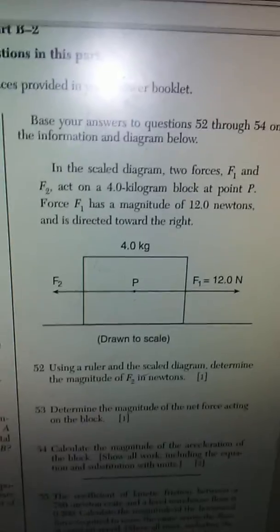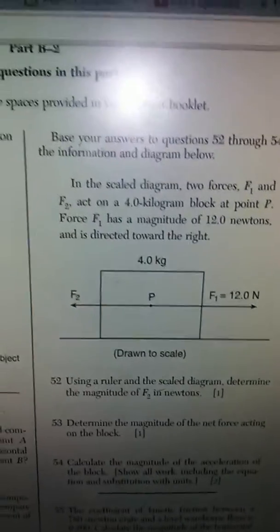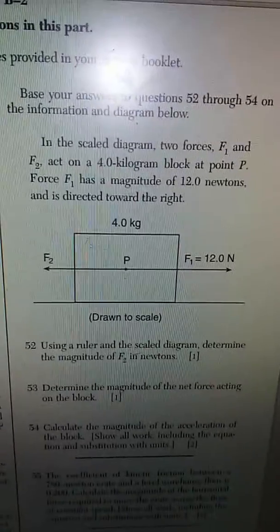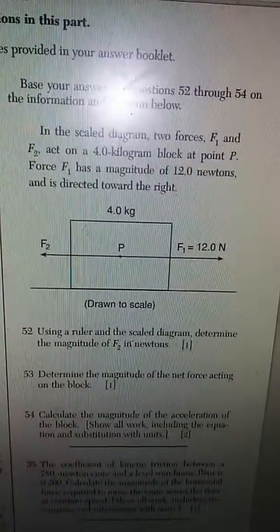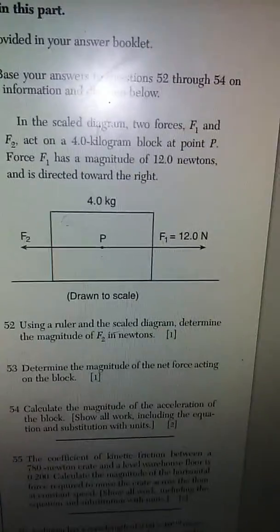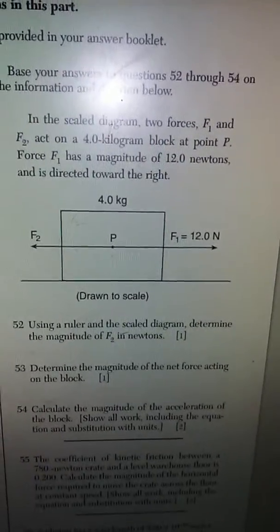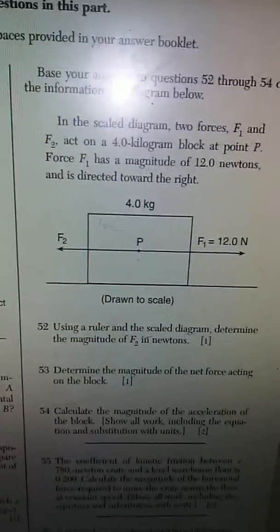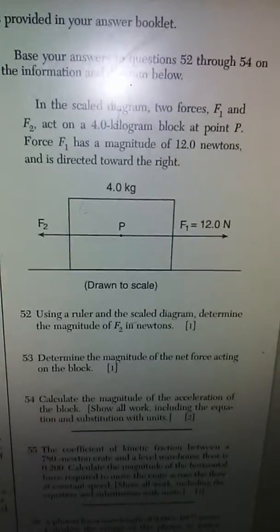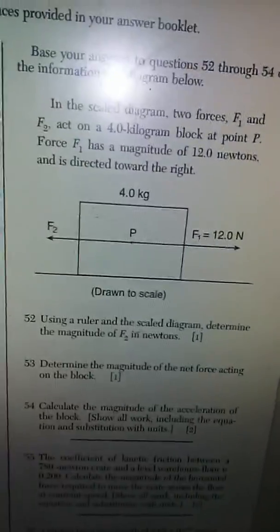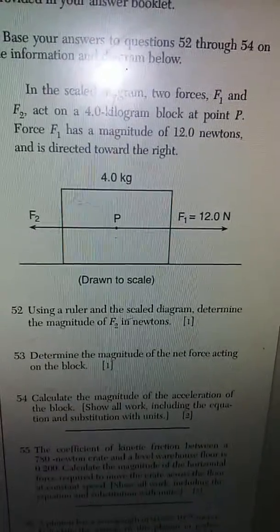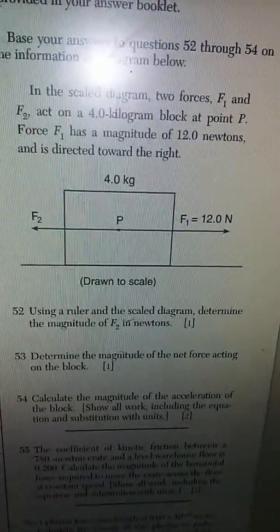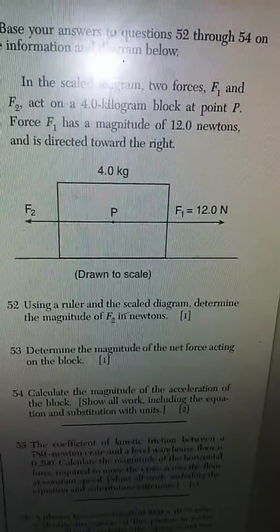It says here in the scale diagram, two forces, force 1 and force 2, act on a 4-kilogram block at point P. Force 1 has a magnitude of 12 newtons and is directed toward the right. Using a ruler and the scale diagram, determine the magnitude of force 2 in newtons. So all we have to do is find the scale that they use. How many newtons are represented by a certain amount of centimeters?